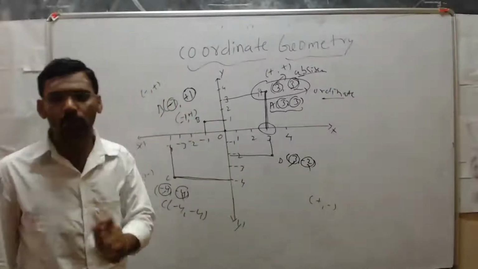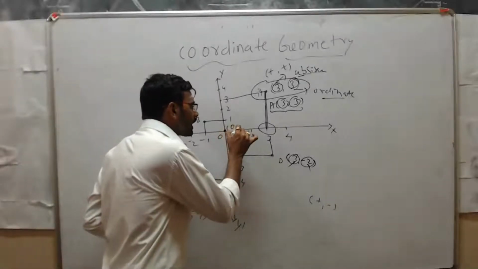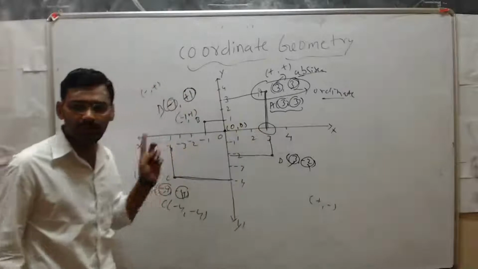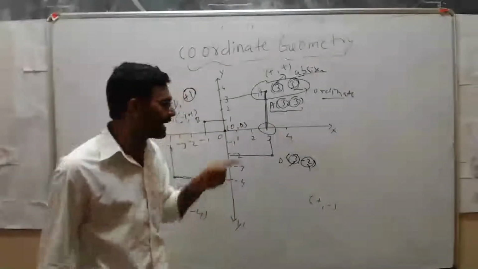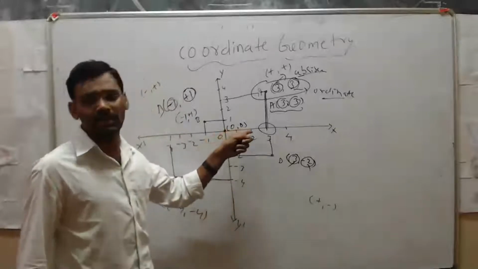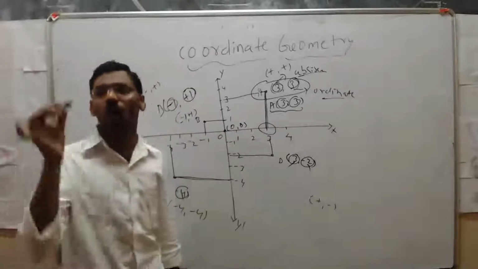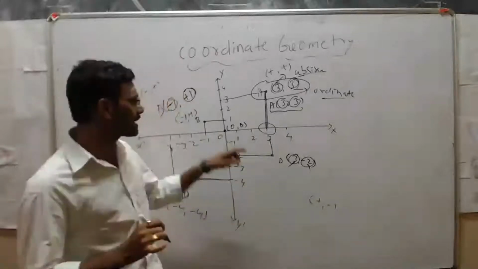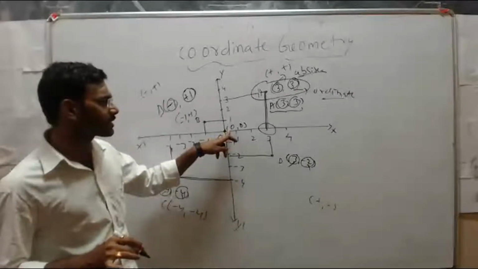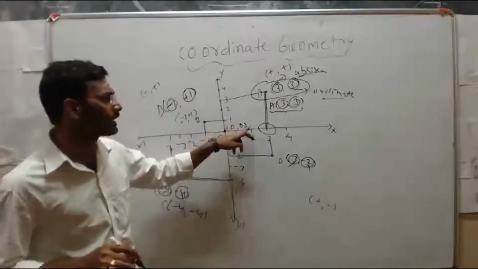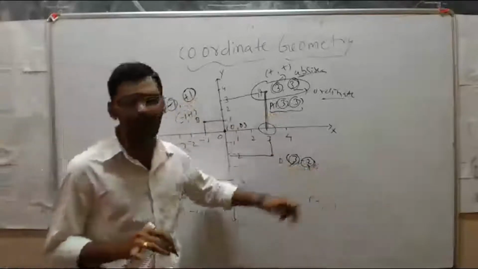Another very important point: the coordinates of the origin are always 0, 0. At the origin, the x-axis value is 0 and the y-axis value is 0. It means that at the origin, the abscissa is 0 and the ordinate is also 0.